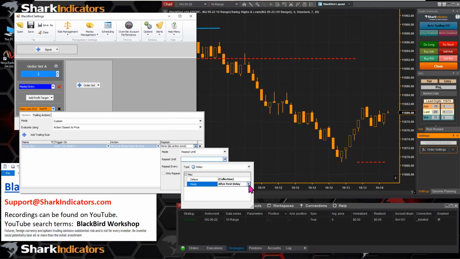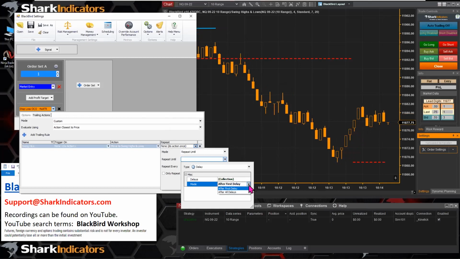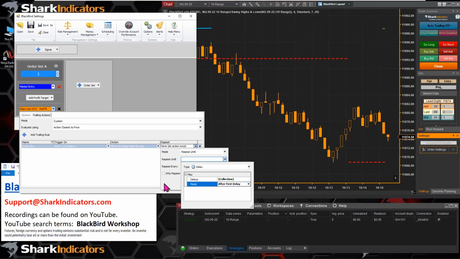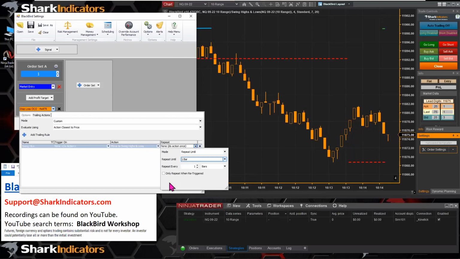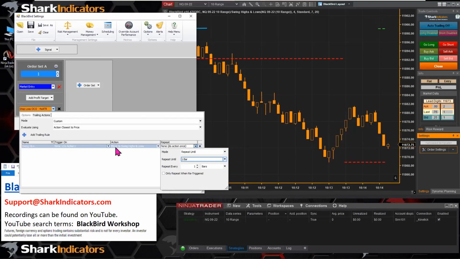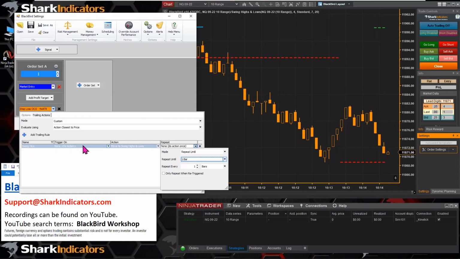Let's see, in the mode it says after first delay. So what I just created, we can read this, is now this trailing roll is restricted. It can only repeat until 1 bar. So now this trailing roll has a limited lifespan, right?